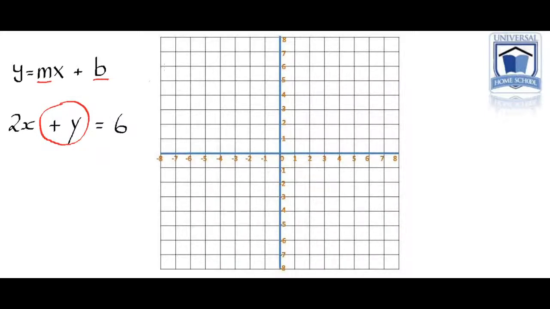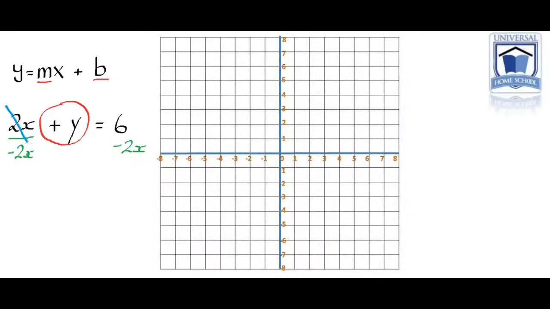So how do we do that? Well, first of all, we want to get rid of the 2x. And that's positive 2x, so we want to take away 2x from it. And what we do to that side, we've got to do to the other side. Okay, so it'll be taking away 2x on the other side.